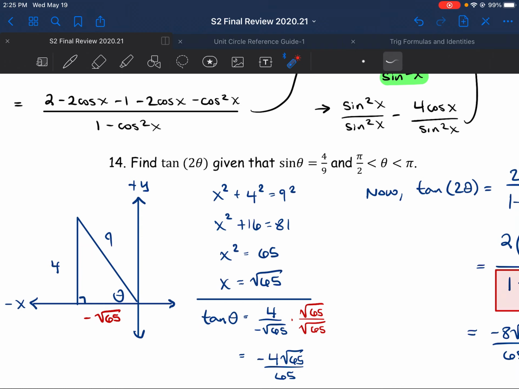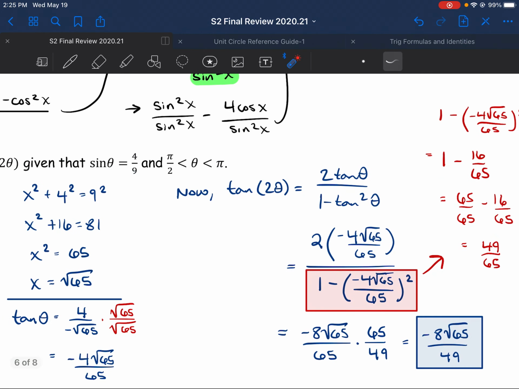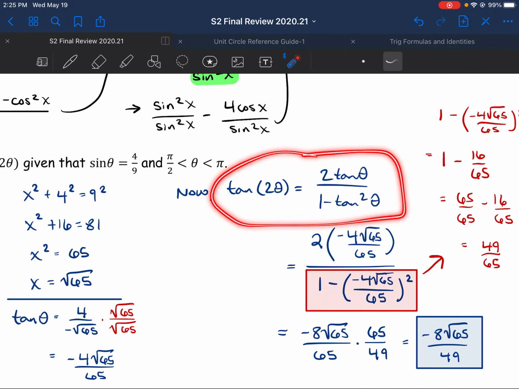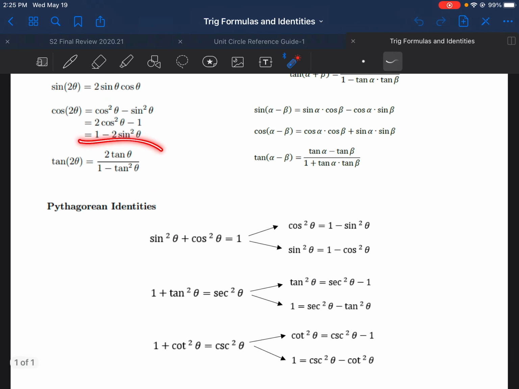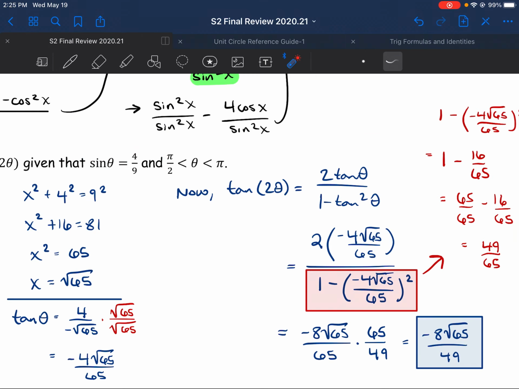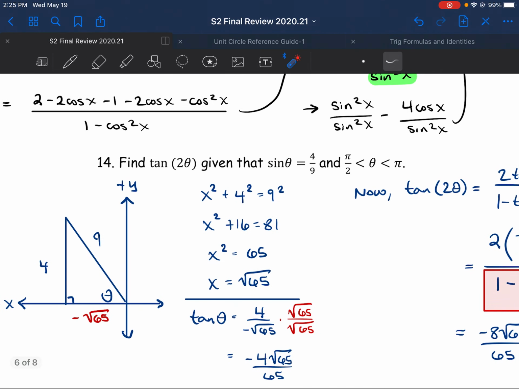All right, so we have our triangle figured out, and we want to calculate the tangent of 2 theta. And that means, if we look at our double angle formula for tangent, which is right there on your formula sheet, we're going to need to know tangent of theta. So if we come over to our triangle, we know tangent is opposite over adjacent. Well, opposite of theta is 4, adjacent to theta is negative square root of 65. So tangent of theta is 4 over negative square root of 65.